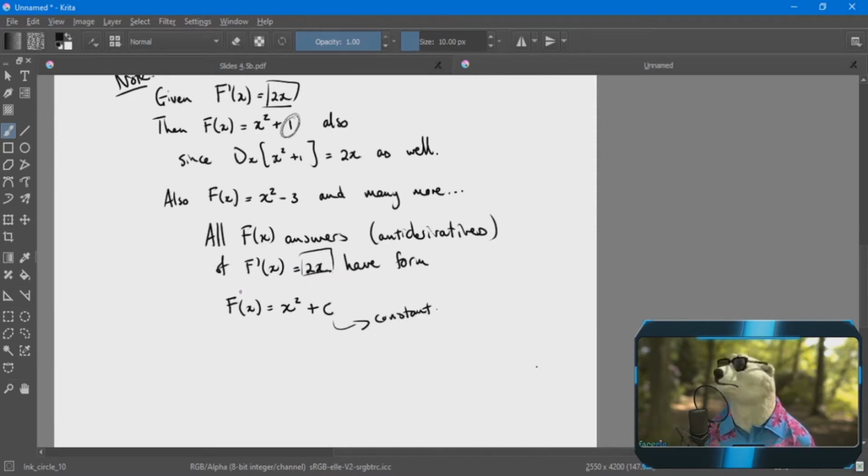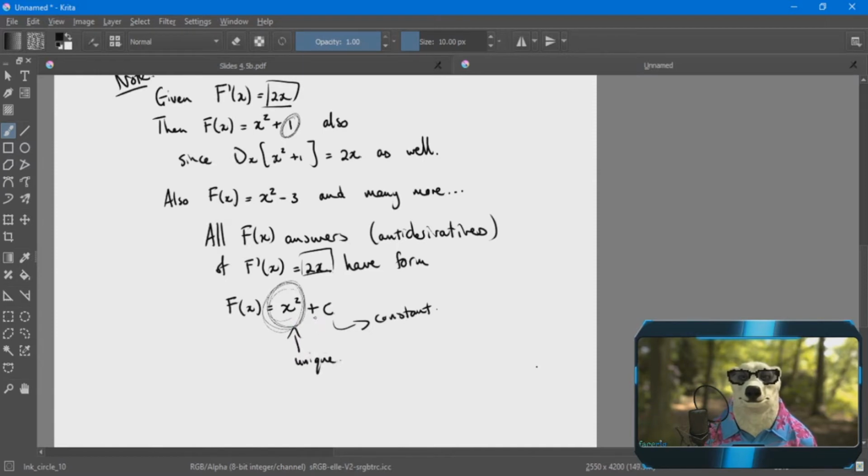Okay, so this is the antiderivative question. Given a function that's the answer to a derivative, I don't have a unique answer for the original function that would give me that derivative, but it's really not that bad. It is this essential x squared in this example that is unique. There is a portion of it that's unique.